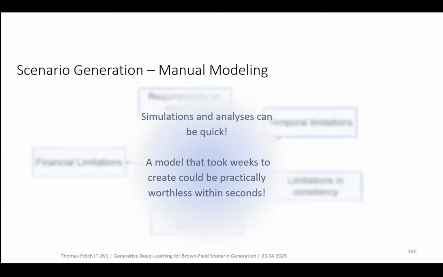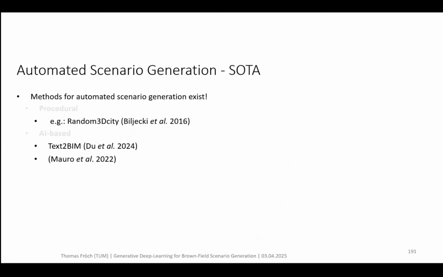So overall, it would be nice to have a way to automatically generate planning scenarios in a quick and cheap way. And first, the good news, there are methods for that. So we have procedural generation, which applies certain architectural rules, for example, to create building models, such as in the work of Philip Bilecki with the Random 3D City engine. It's quite old, so there are very sophisticated procedural generation engines today.